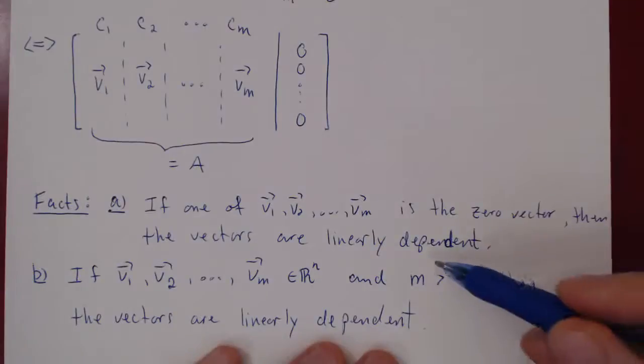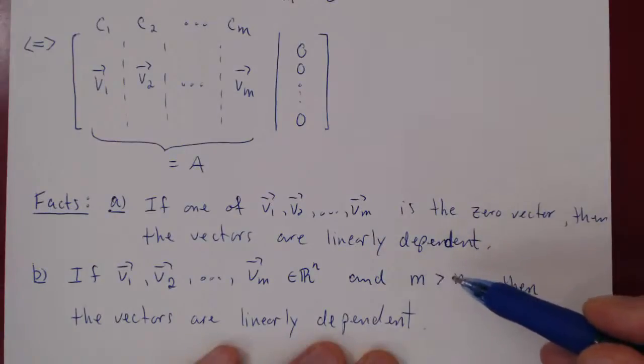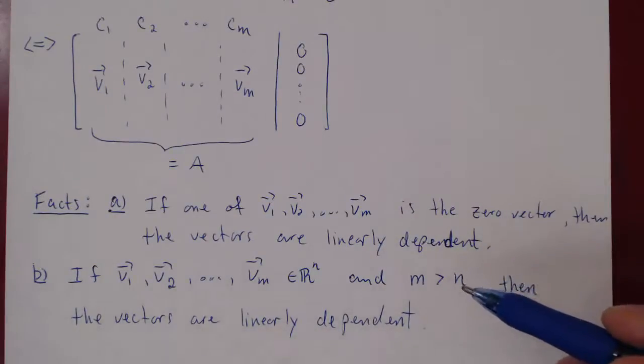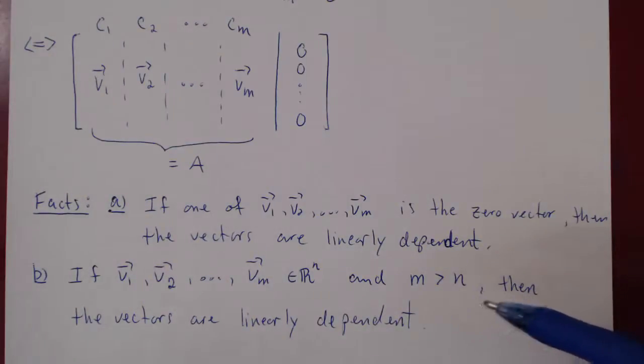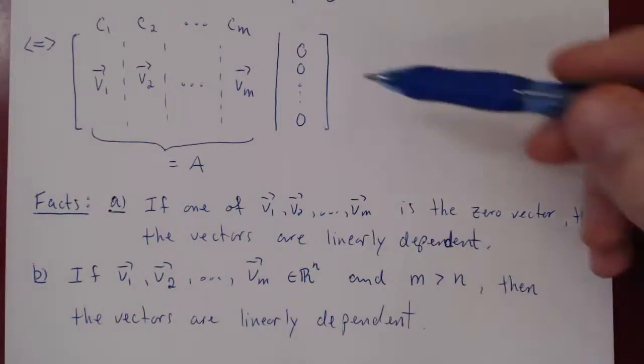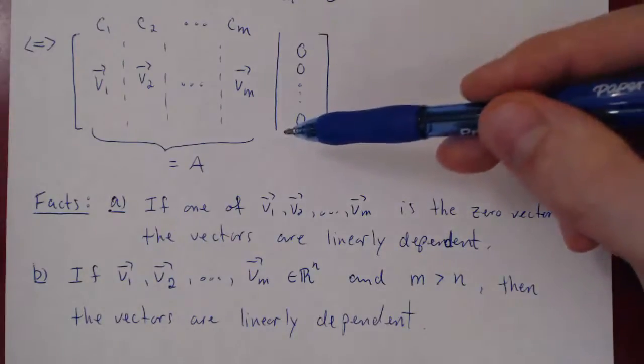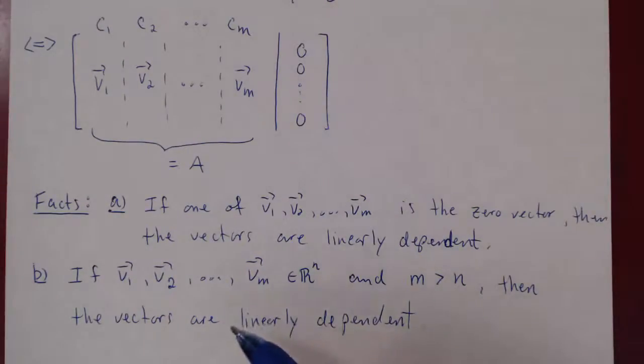So if we have more variables, then not all variables can be leading variables. At least one variable will be a free variable. Therefore, the system has an infinite number of solutions. Therefore, the vectors are linearly dependent. And that's it.